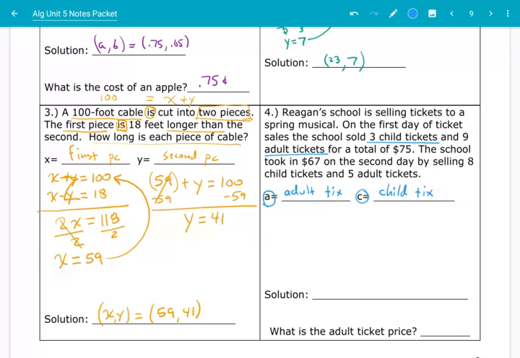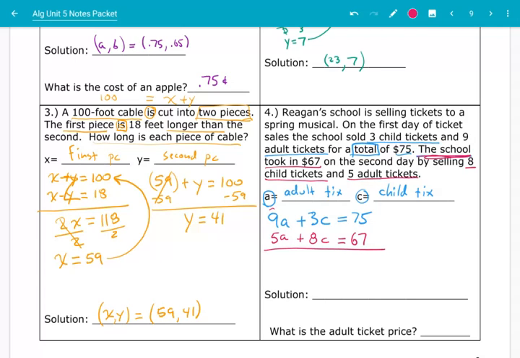So we have 3 child tickets and 9 adult tickets for a total of $75. So let's do this in 9 adults plus 3 children. We'll keep them in alphabetical order. Equals $75. That was the total. And then the next one, I'm going to change colors just to differentiate. The school took in $67, so there's another total, on the second day by selling 8 child tickets, so 8C, and 5 adult tickets, so 5A. There we go.